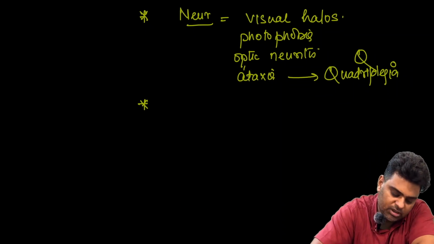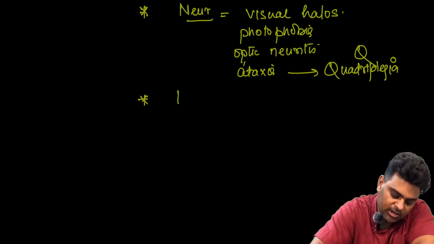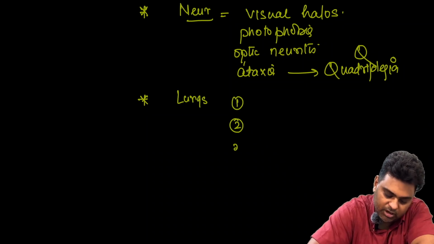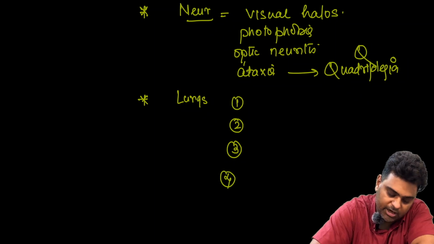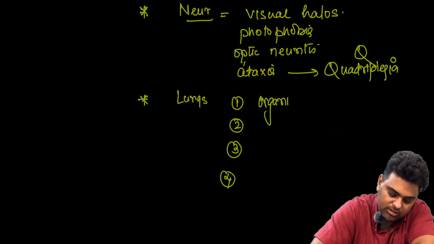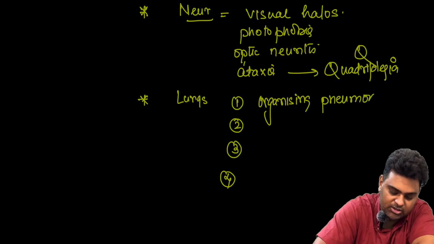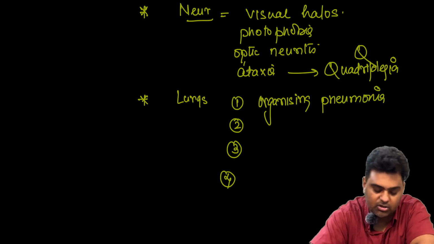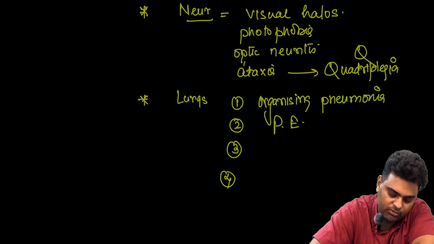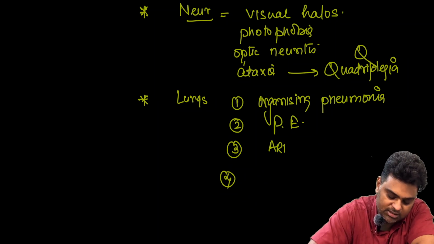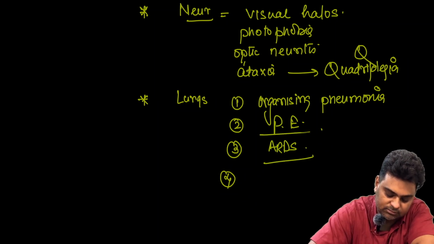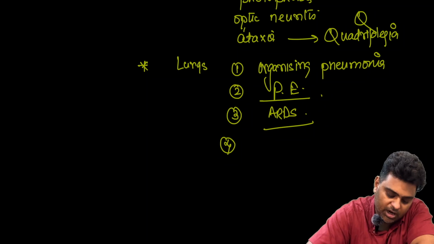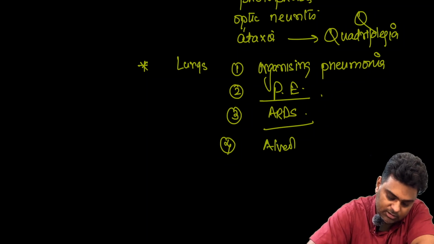Then if you come to the lungs, there are 4 things that amiodarone can cause. It can cause organizing pneumonia. The exact mechanism of how it causes organizing pneumonia is not known, but it can cause organizing pneumonia, pleural effusion, ARDS, and alveolar hemorrhages.